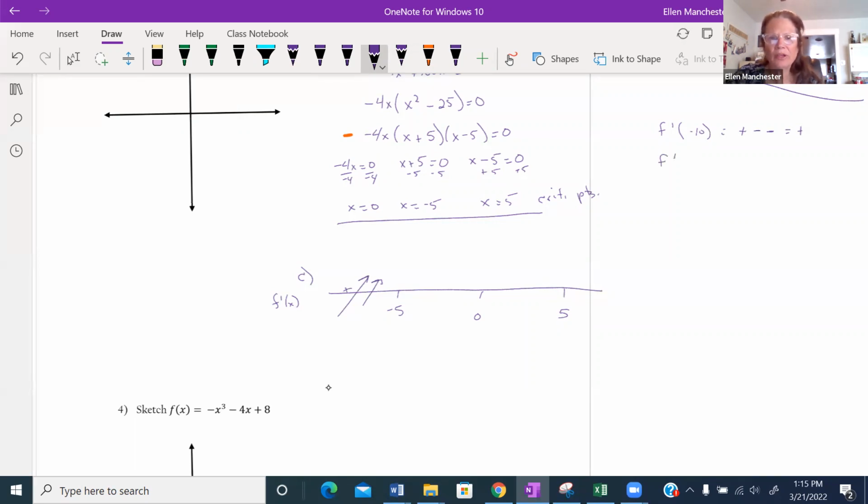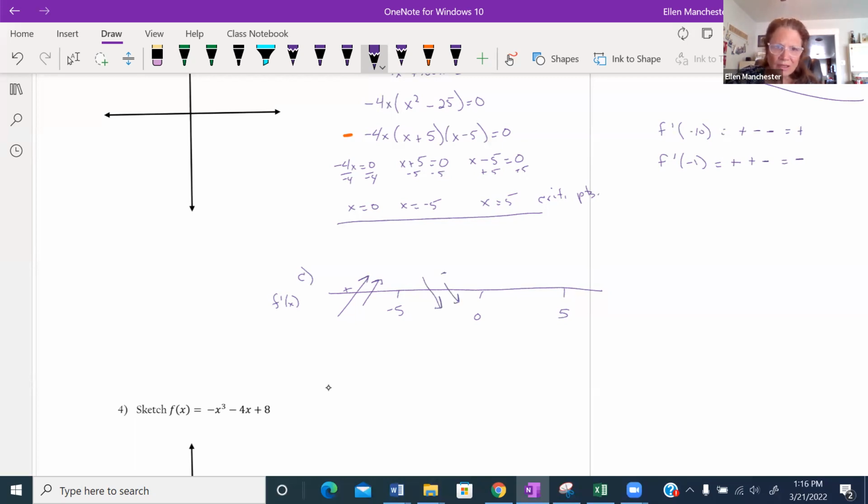And now I'm going to test in between -5 and 0. And again, you can pick any value you want. Just make sure it's within that interval. So -4 times -1 is positive. -1 plus 5 is positive. -1 minus 5 is negative. So that makes this whole thing negative.